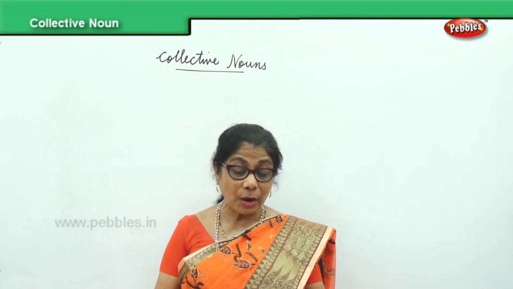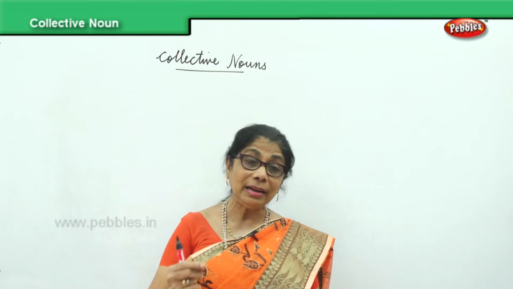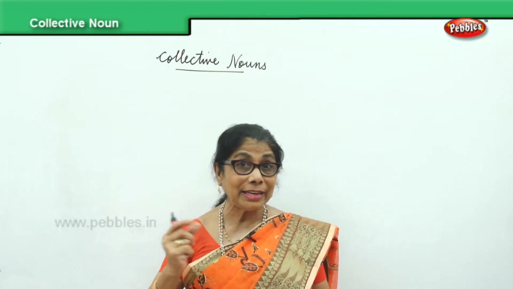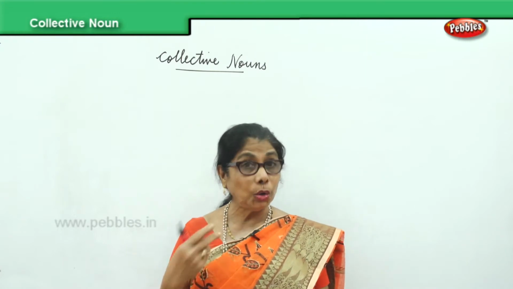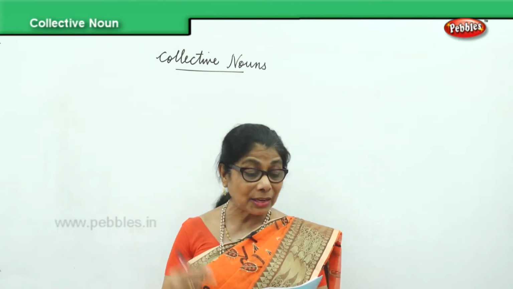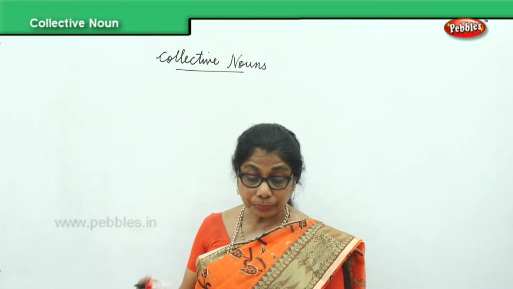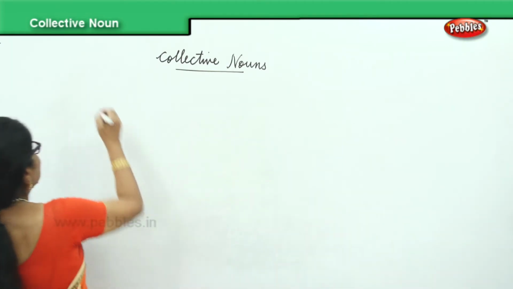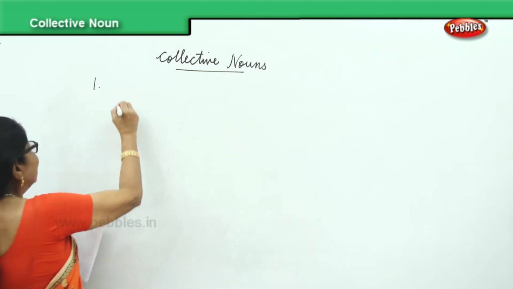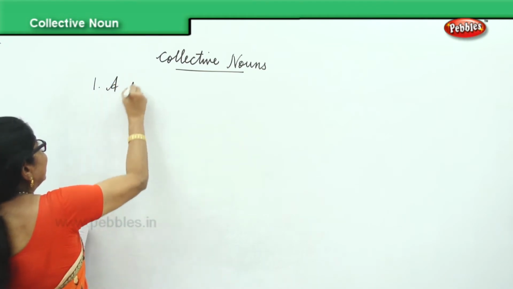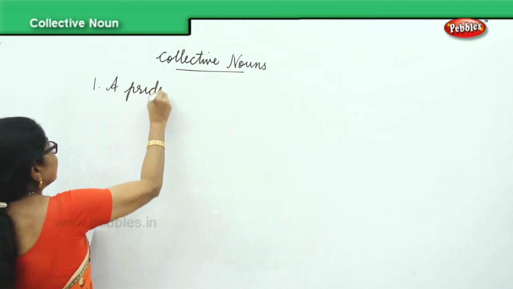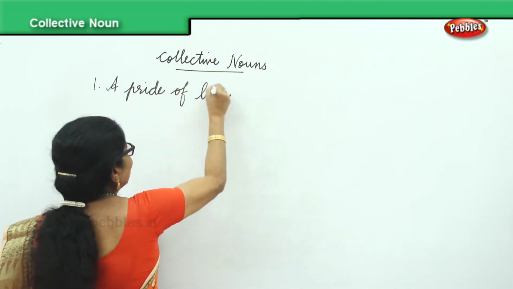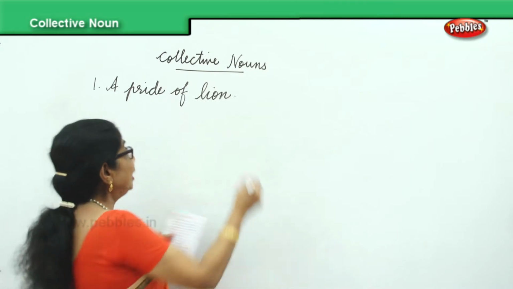So a collective noun is the name given to a collection of persons or things together as a whole. Okay, now, when you say a group name, see now, when I say a pride of lions.